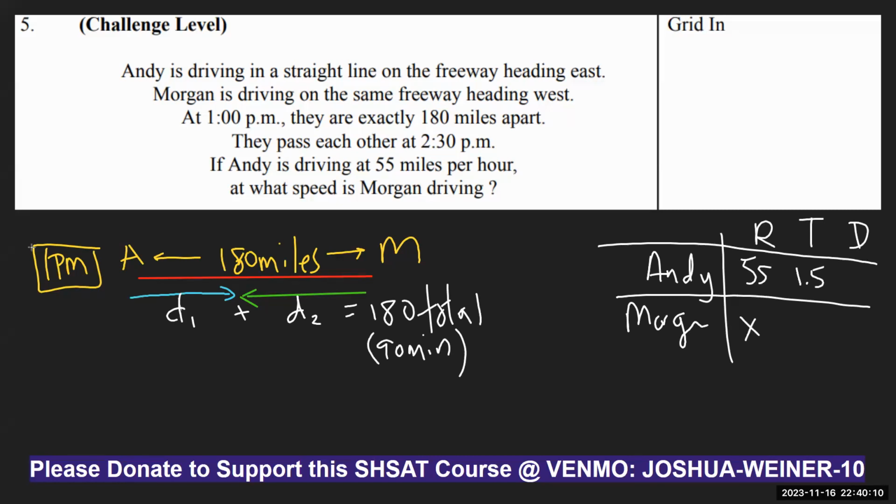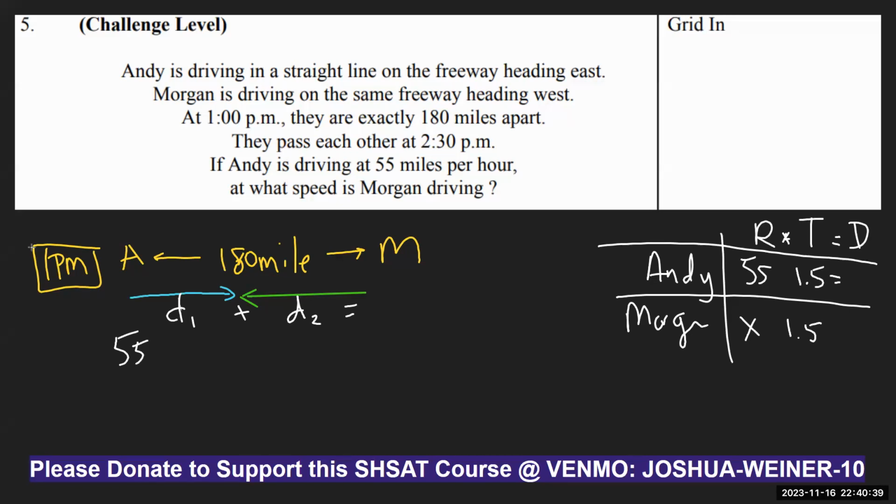Morgan, we don't know what speed she's going. But we know that she'll also be driving for 1.5 hours. The rate or speed times the time at that speed is the distance traveled. So that will be 55 times 1.5. Let me erase this over here so I can write it down. 55 times 3/2. Maybe it's easier if I do it that way. Plus x times 3/2 equals 180 total.